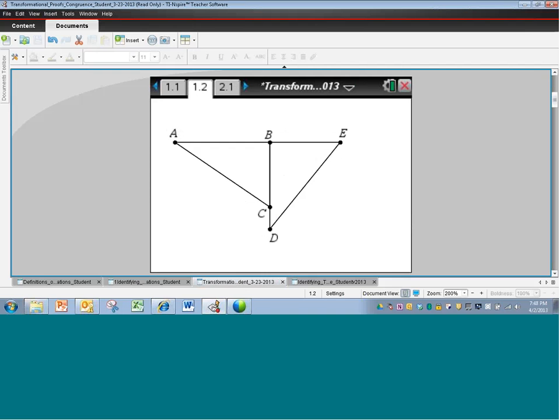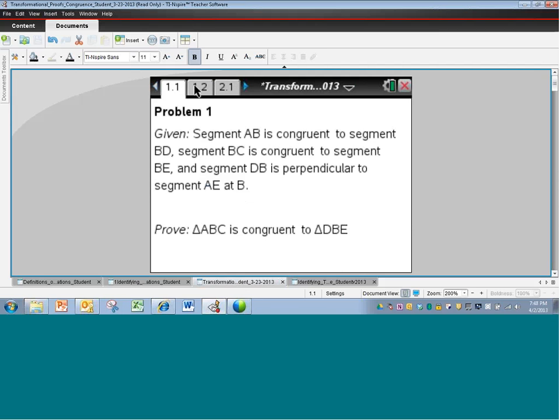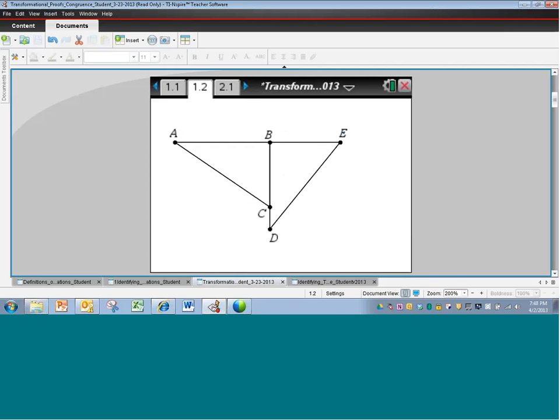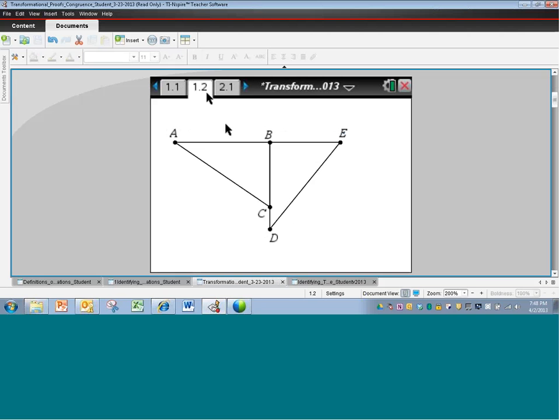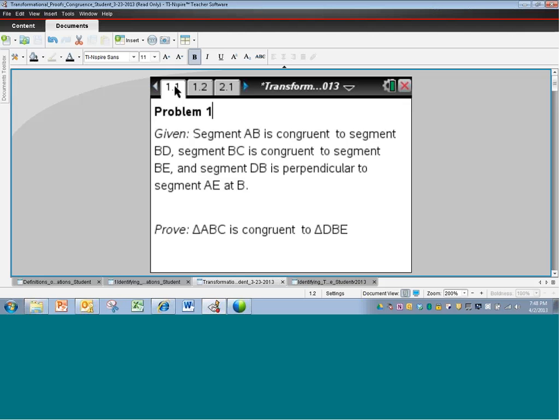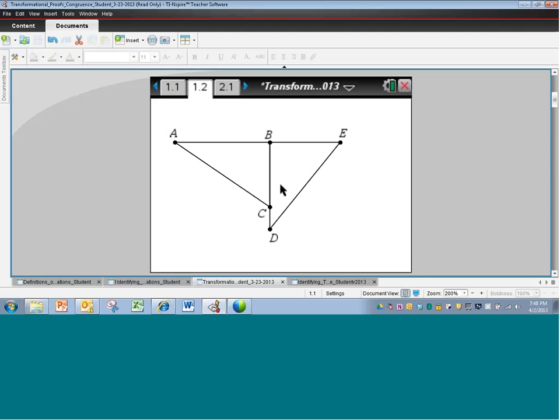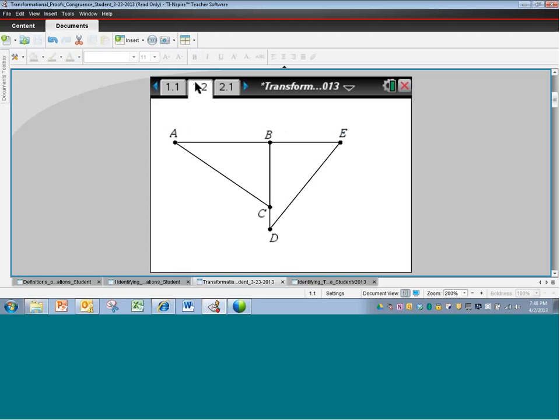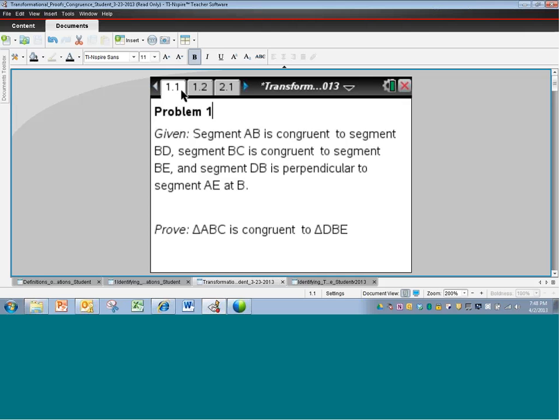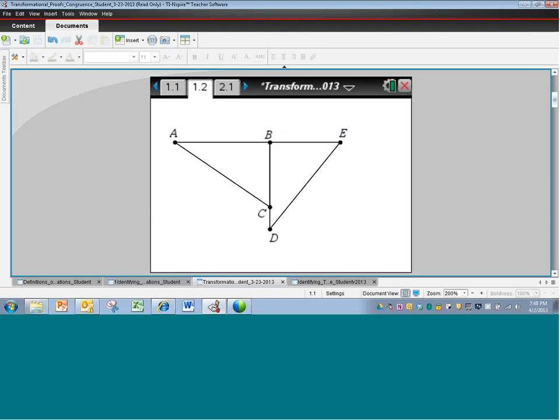So here's our figure. Hopefully it's obvious that we can switch back and forth if we need to. We could group these pages if we want to. The problem with that is it makes the diagram very small. But we have AB congruent to BD, and we have BC congruent to BE, and DB is perpendicular to AE.